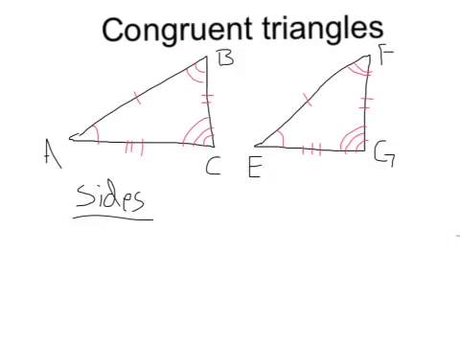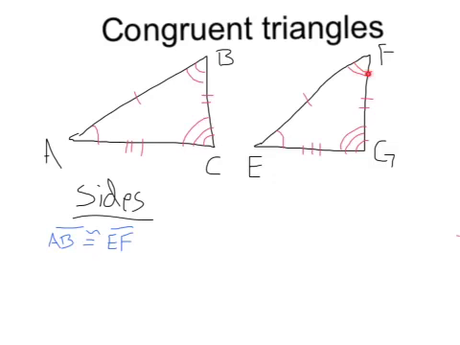Here all we have to do is look at the sides that match up, that are the same, that are congruent to each other. Here we have side AB with one hash mark. Here we have side EF with one hash mark. So we could say that AB is congruent to EF.